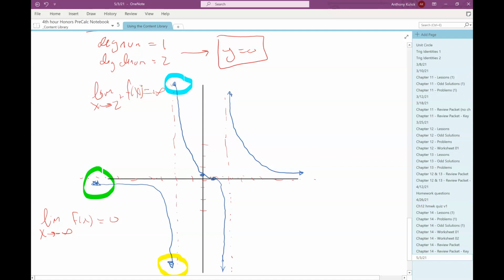Why is it positive 2 again? Oh, that's supposed to be negative 2, excuse me. Oh. Thank you. Very good. It's good we're paying attention, right?